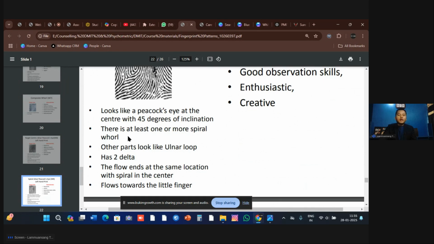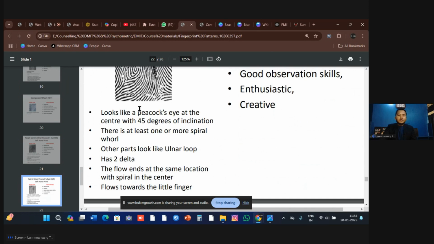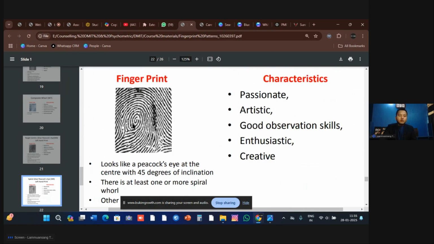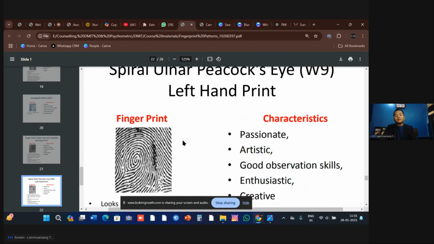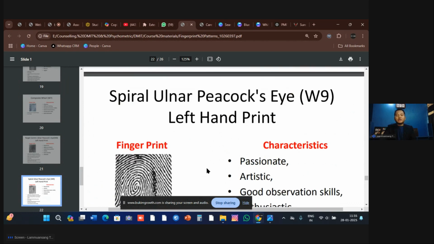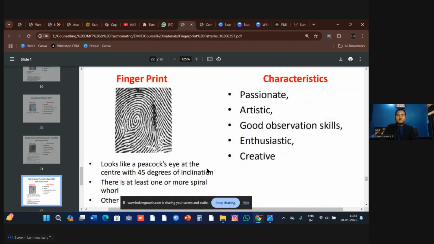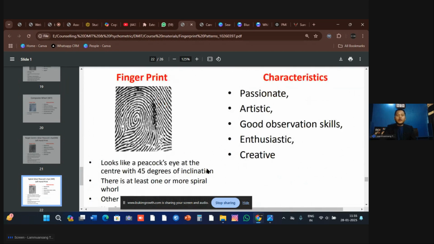One or more spiral, okay? This one is spiral. It will form like a spiral, like this. When you see this, it is a peacock, W9, okay, W9. These are passionate, artistic, good observation skill, enthusiastic, creative.